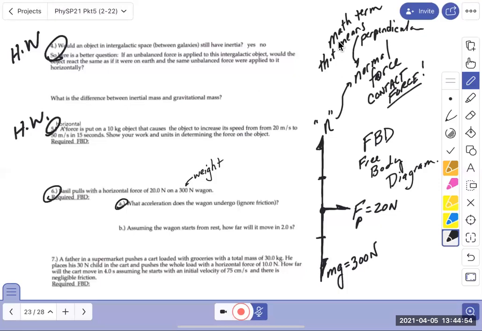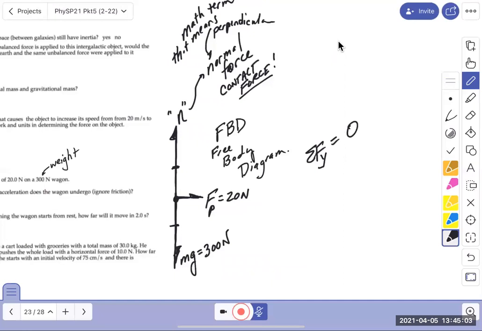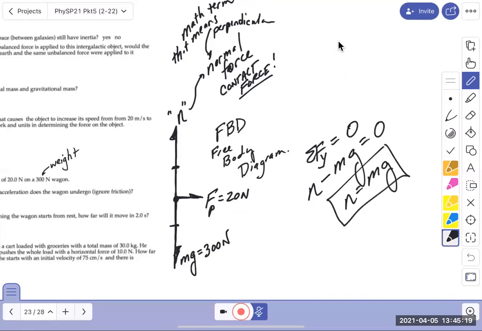So if I take on this one, if I take summation of forces in the y direction, that's going to equal 0 up and down because nothing happens in the y direction because he's pulling his wagon. We assume he's pulling on a level surface. So that means that normal's up, minus mg is down, and that equals 0, which simply means that normal equals mg. Well, that's trivial, but okay. That's not going to solve our problem. We're trying to find the acceleration of the cart.